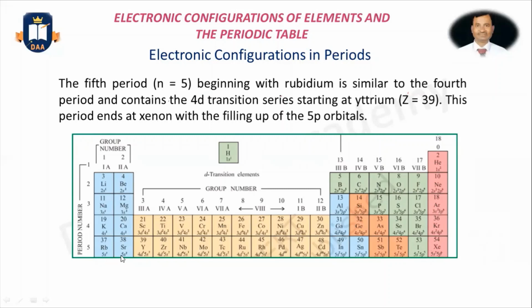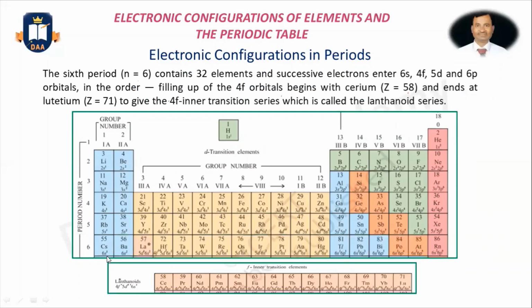Here you can see all the electronic configurations. And this 5th period ends with xenon. Its configuration is 5s2, 5p6. And it starts with rubidium, 5s1. Now we'll go to the sixth period.